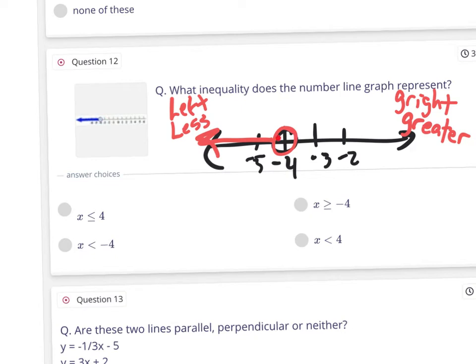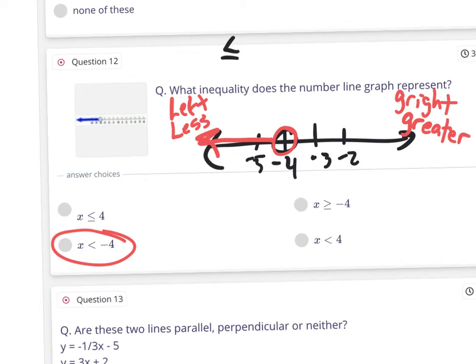What does it mean that it's an open dot? That it's not equal to, right? It's just less than, not less than or equal to. If you actually had a solid line, like this option says x is less than or equal to 4, that would mean that you'd have to have a solid dot instead of an open dot. Okay, so it's an open dot, so you cannot have a solid line underneath your inequality. And it is to the left, so it's less than -4. So x is less than -4 is the correct answer to that one right there. Again, tips on inequalities.